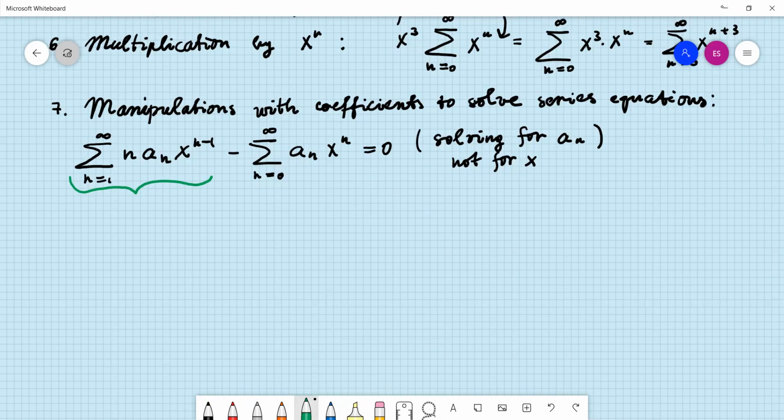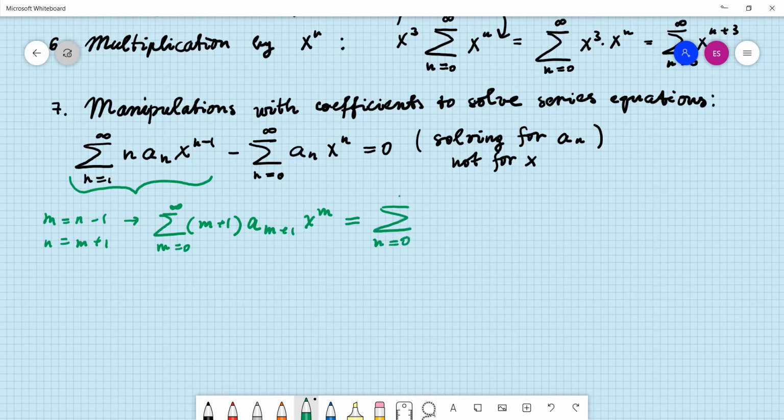So what I'm going to do, guys, I'm going to consider m equals n minus 1 and shift the index for this series. So how is it going to look? Well, n equals m plus 1, right? So I'm going to write down m plus 1 here, a_(m+1) here, and x to the power of m, right? And when n equals 1, m is going to be equal to 0. So I shifted the index. Now, because I want to deal with the same index name n, I'm going to go back to n. So I'm going to write down n equals 0 to infinity. Again, index is just a dummy variable.